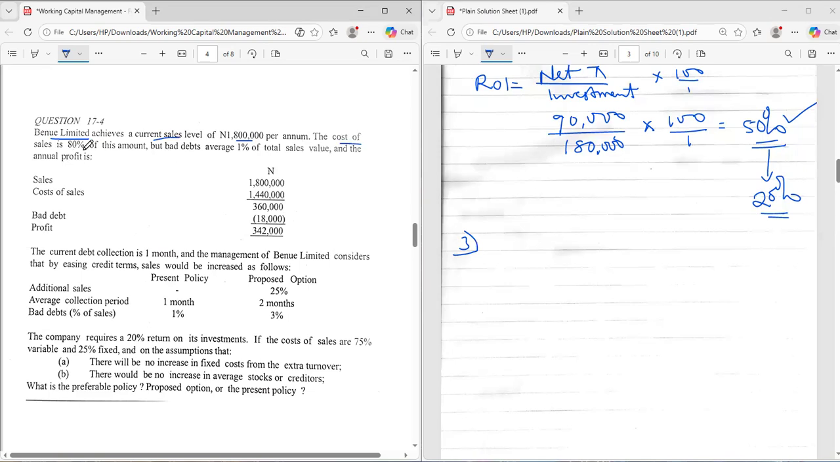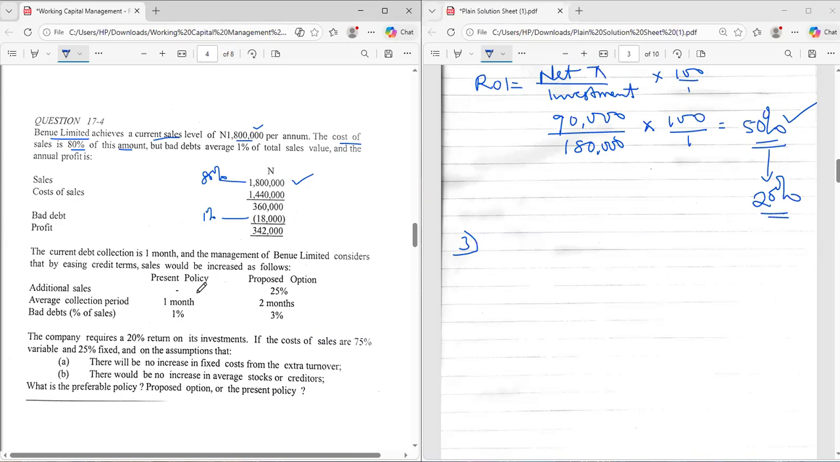The cost of sales is 80% of this amount. So if you do 80% of 1.8, you get cost of sales. But bad debt averages 1% of total sales. So you do 1% of 1.8, you get bad debt. This is our sales, they've done it for us. You do 80% of this, you get 1.4. Good. This bad debt is 1%, so do 1% of your sales. You get 18,000. Makes sense?